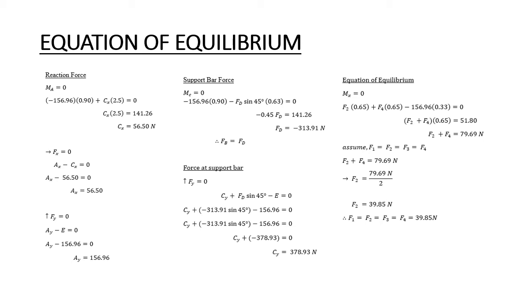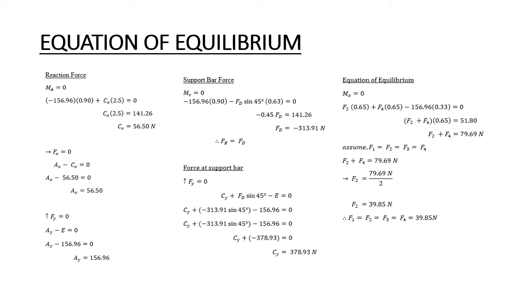To find the Ax, we need to assume that the Fx is equal to 0, which is Ax minus Cx equal to 0. As before, we have already found the Cx value. So we get Ax minus 56.50 equal to 0. So the value of the Ax is 56.50.